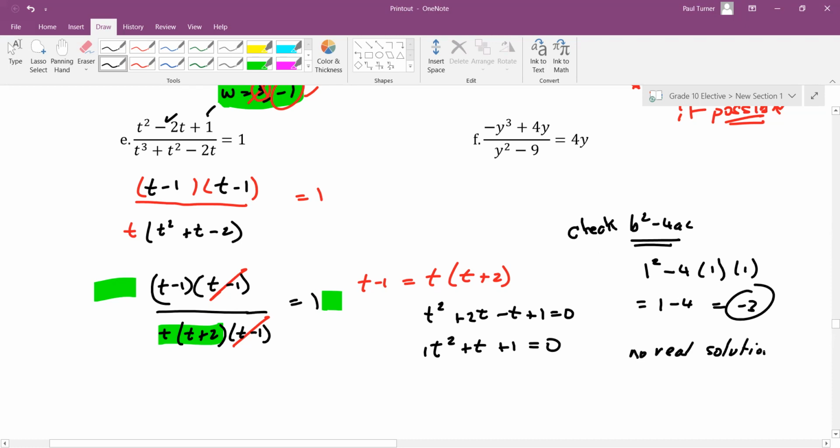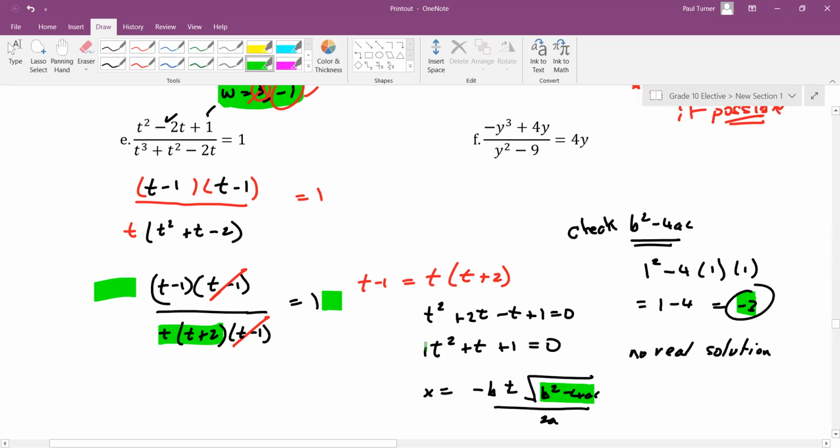Because remember from your quadratic formula, minus b plus or minus the square root of b squared minus 4ac, all over 2a. Well, this bit is negative here, and you can't square root a negative number, which means that x does not have a solution.